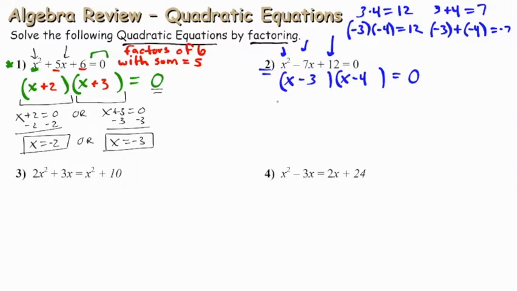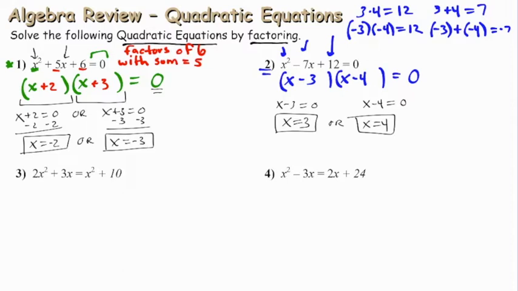Our next step is to set each factor equal to 0 and solve for x. And these are the two answers to our quadratic equation. And you should have gotten x equals 3 and x equals 4 for problem number 2.